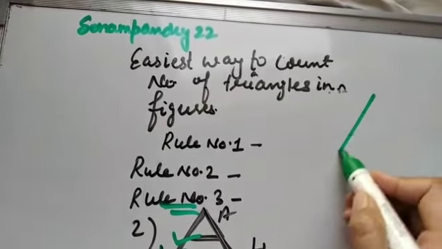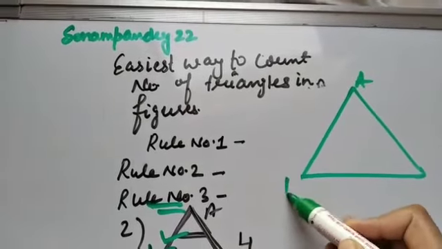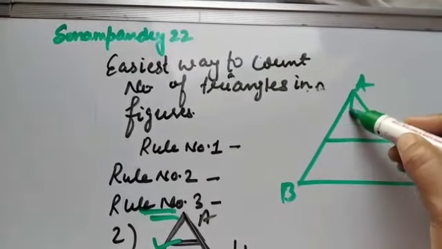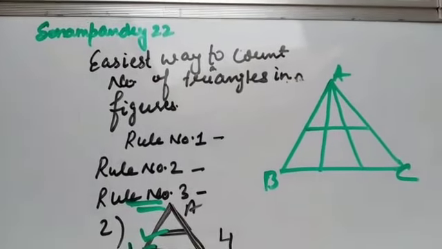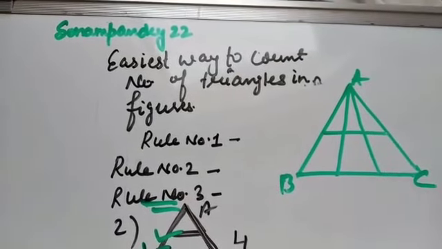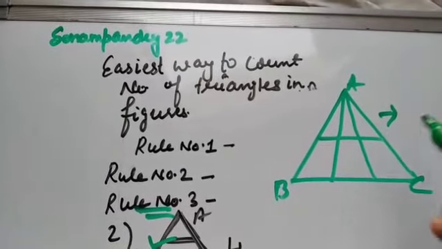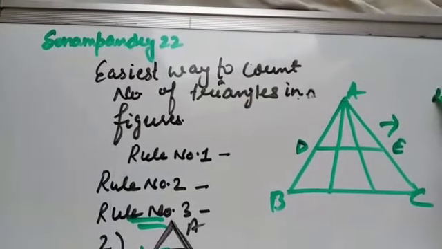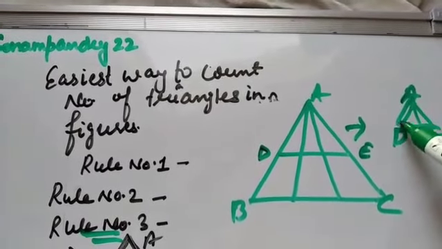Now rule number 3 says that if you have a triangle A, B, C, and in it there are parallel lines and these slanting lines, in which you have to count the number of triangles. For that we have a rule, and the rule says to separate the triangles. For example, it's an ABC triangle. Now you can write D and E here. Separate A, D and E. You can see like this.